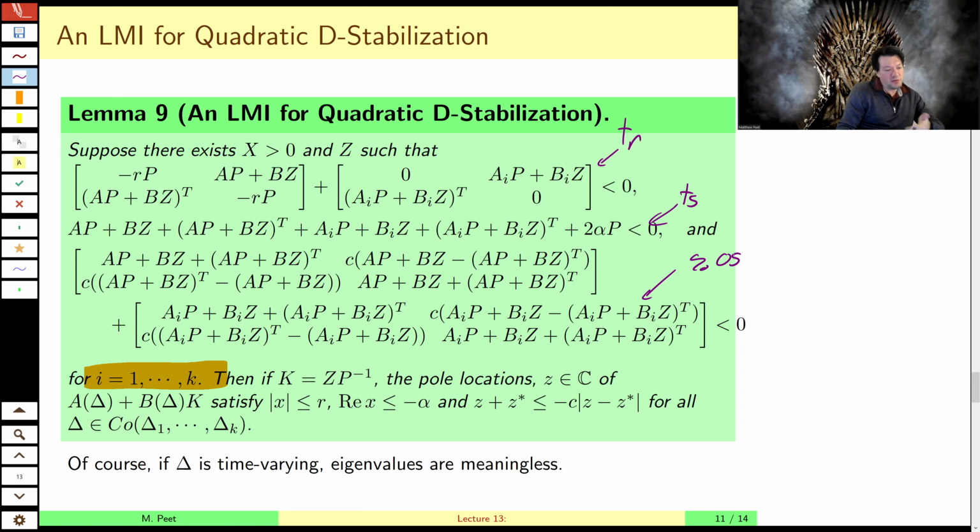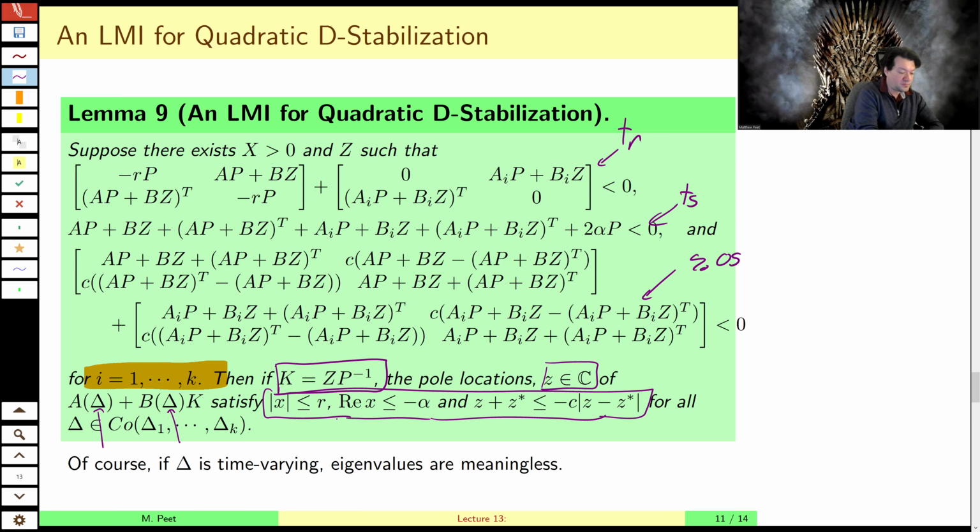Right. So remember, these destabilization results constrain the eigenvalues of the closed loop system to lie in a specific region. So basically what we're saying is that if you solve this LMI and you reconstruct your controller using K equals Z P inverse, then the pole locations of the closed loop system for any value of the uncertain parameter, assuming it's not time varying, satisfy the rise time, the settling time, and the percent overshoot constraints.